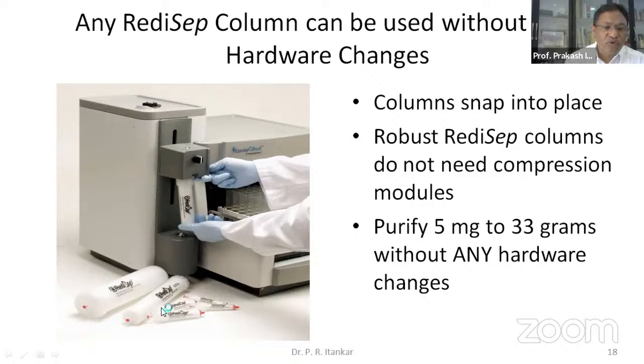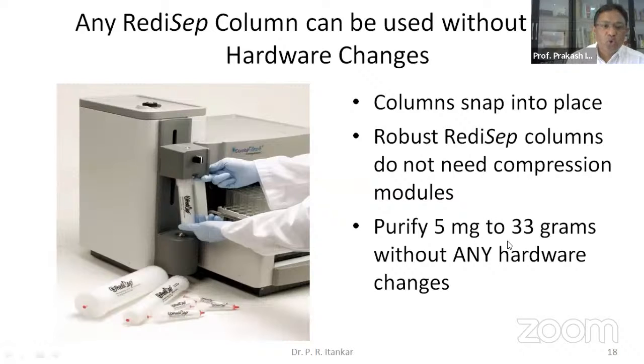you can see there are 4 different sizes kept here as different columns, which are available as ready step columns. The smallest one is this, then the bigger one, another bigger one, and this is the mid size. To purify 5 milligram to 33 grams, you can use different ready step columns, and the ideal understanding is that your sample size and the quantity of silica gel inside the column is not less than 1:10 proportion in the flash chromatography system.